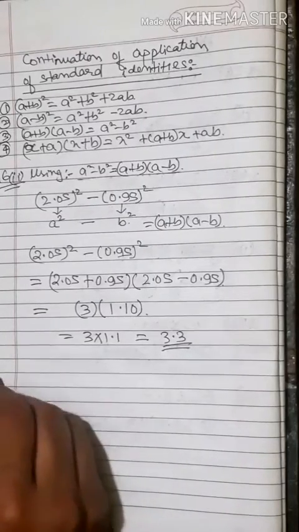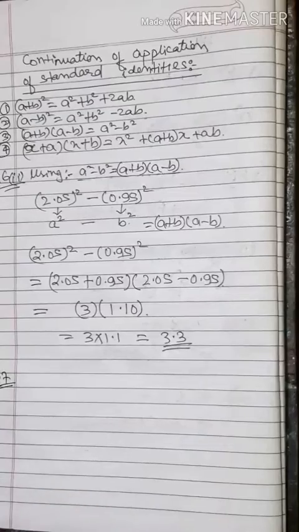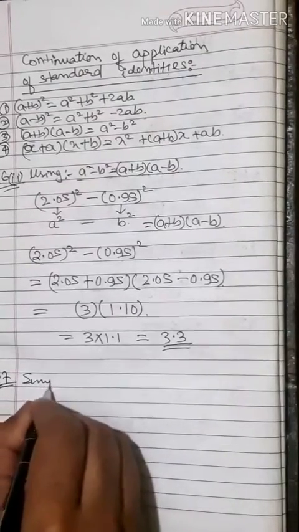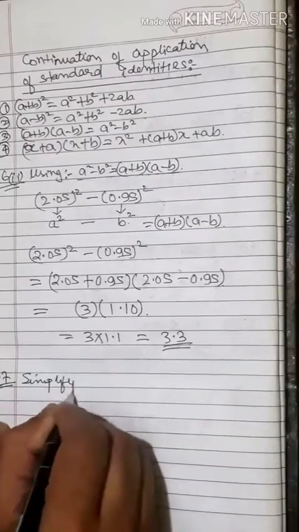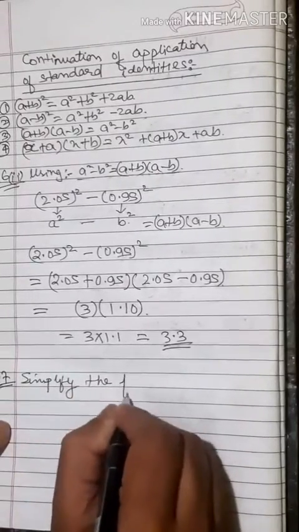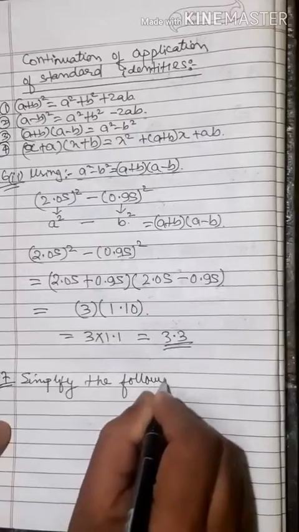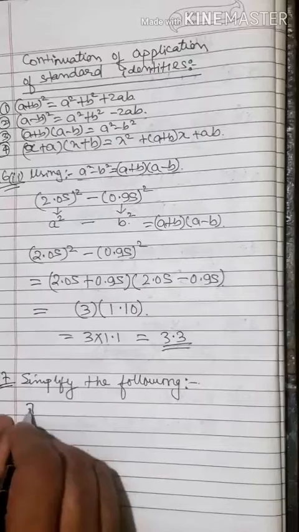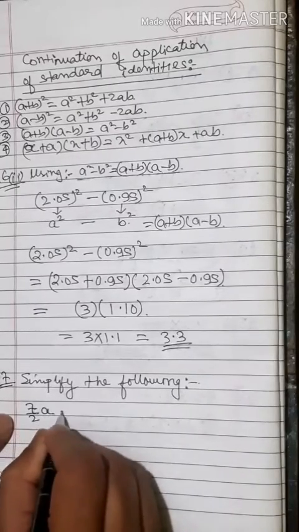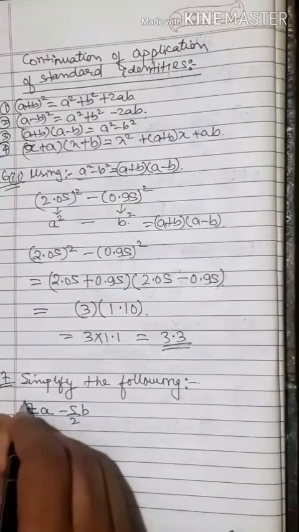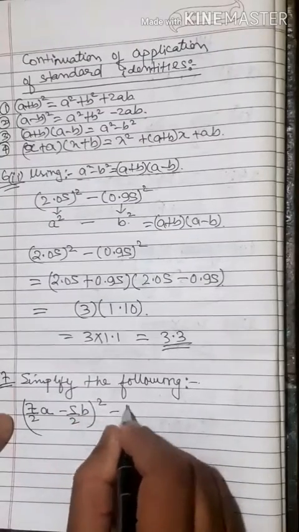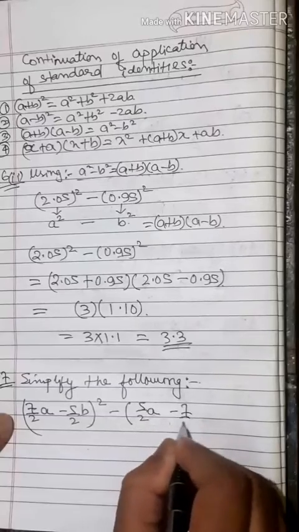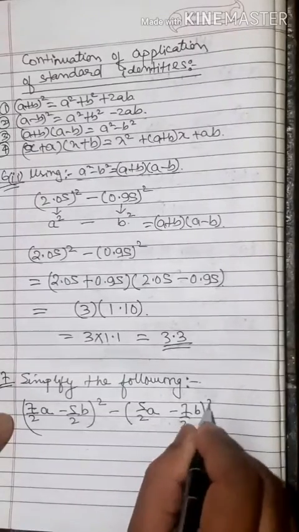Now let us take a similar type of question. Question number 7. The question says: simplify the following. The question is (7 by 2a minus 5 by 2b) whole square minus (5 by 2a minus 7 by 2b) whole square.